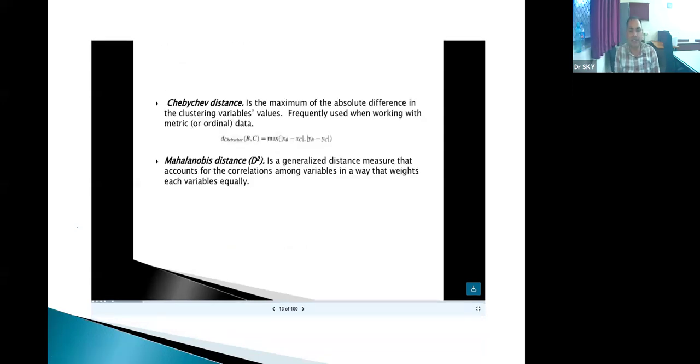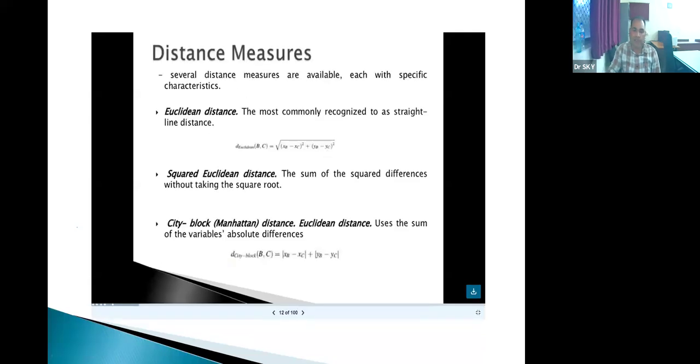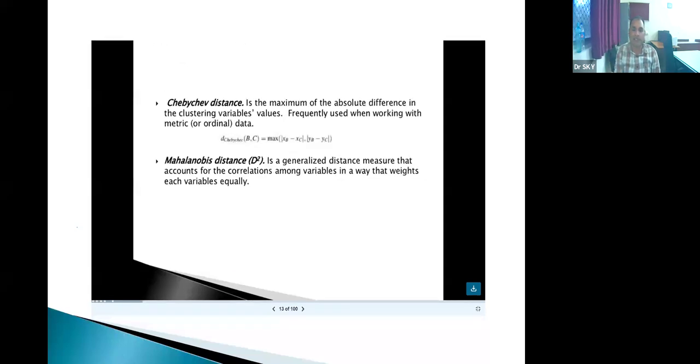Now Chebyshev distance is the maximum of the absolute differences in the clustering variable values. So here we take the absolute differences, as we do in the Manhattan distance, and we take the maximum of those distances. If we have more than 2 points, say 3, 4 or more, then we take the maximum of the absolute differences among the different characteristics under consideration.